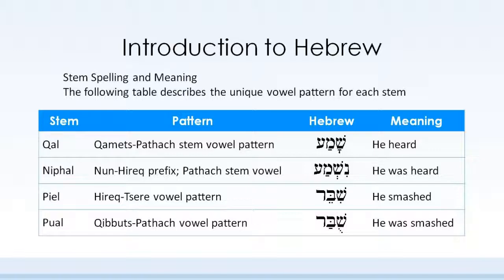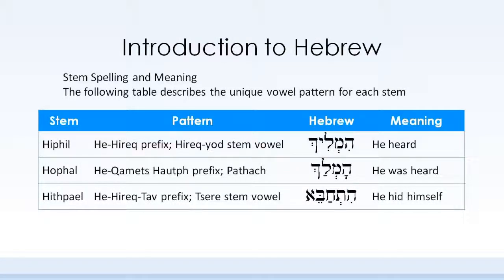The next stem is the piel stem. It exhibits a hiriq tsere vowel pattern. The verb here is shiber, he smashed. Notice the hiriq under the shin, which is the first root consonant, and the tsere under the second root consonant. The next stem is the pual stem. It exhibits a kubbutz, patach vowel pattern. The verb here is shubar, he was smashed. Notice the kubbutz under the shin and the patach under the bet.